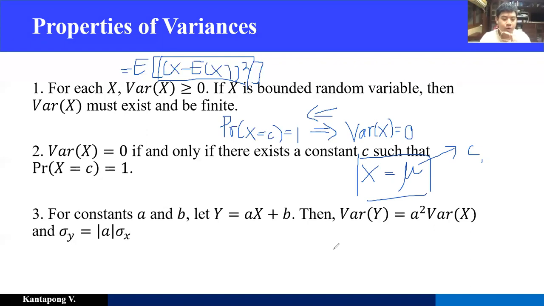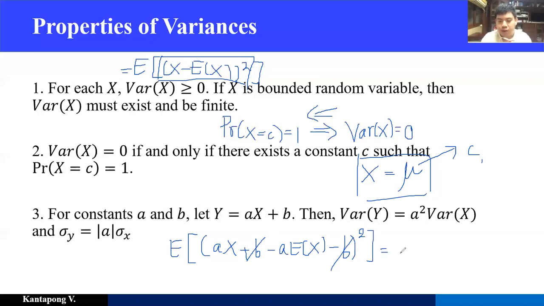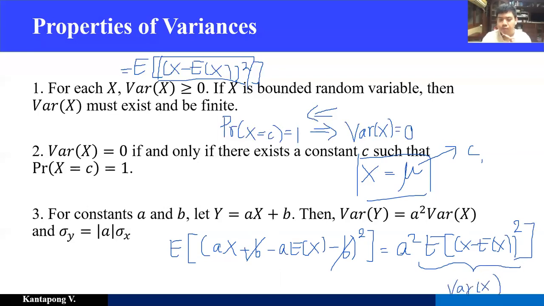For constants a and b, let Y be a linear function, Y = aX + b. Then the variance of Y is a squared times the variance of X. Why? From the definition, we have E[(aX + b - aEX - b)^2], and this is going to be a squared times E[(X - EX)^2]. This one is the variance.